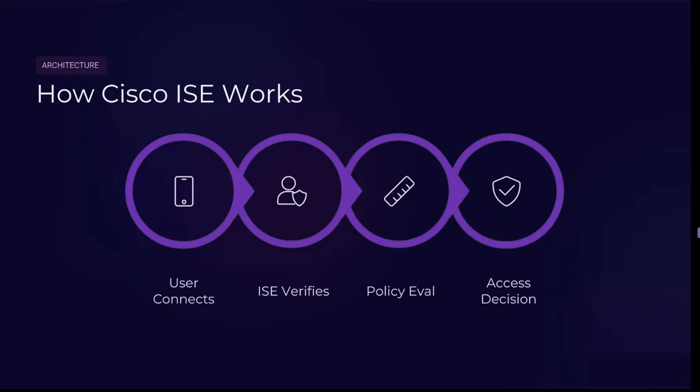Now, how does Cisco ISE work? The process is actually very straightforward. First, a user or device connects to the network. Cisco ISE then verifies their identity, checks the device, and evaluates security policies. Based on those policies, it decides whether to grant full access, limited access, or block the connection entirely. Every access request goes through this decision-making process.